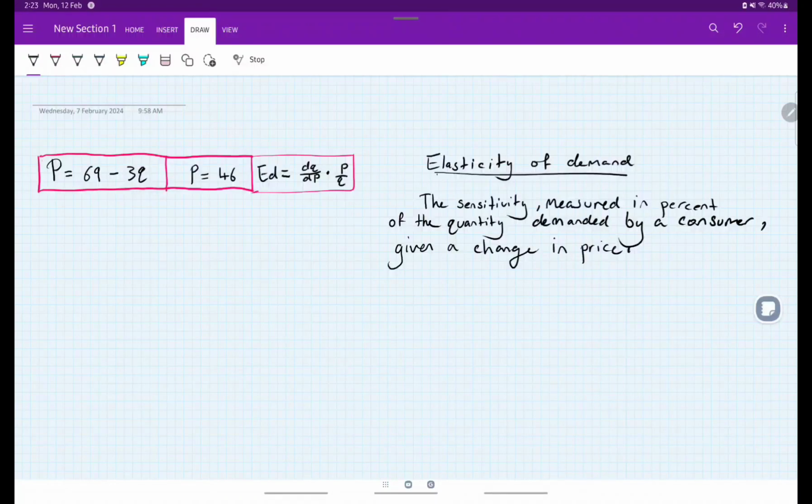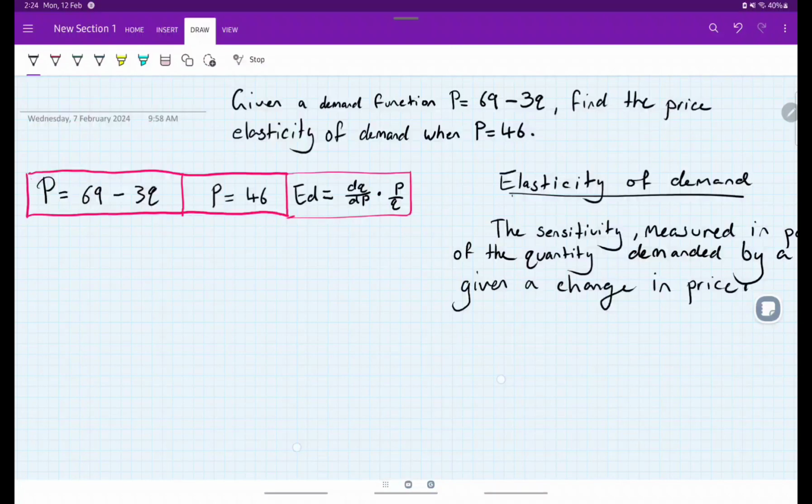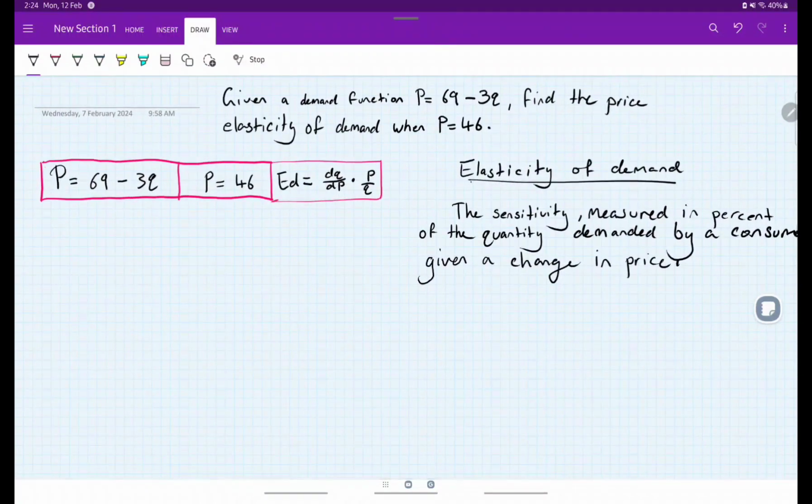Okay, so we have the elasticity of demand, and we have a problem here, and we are going to solve it. So I actually haven't written out the problem. I'll put that in right now. Okay, so given a demand function, P equals 69 minus 3Q, find the price elasticity of demand when P equals 46.